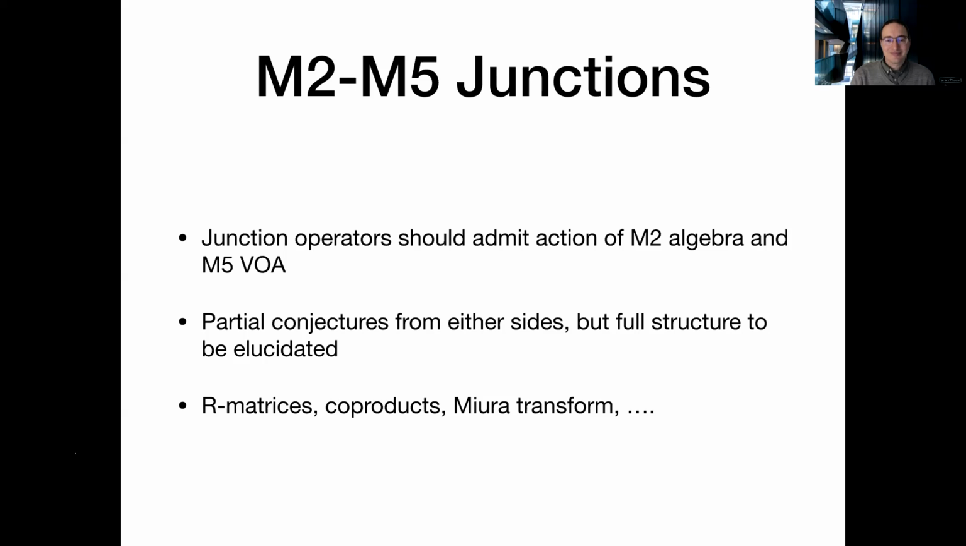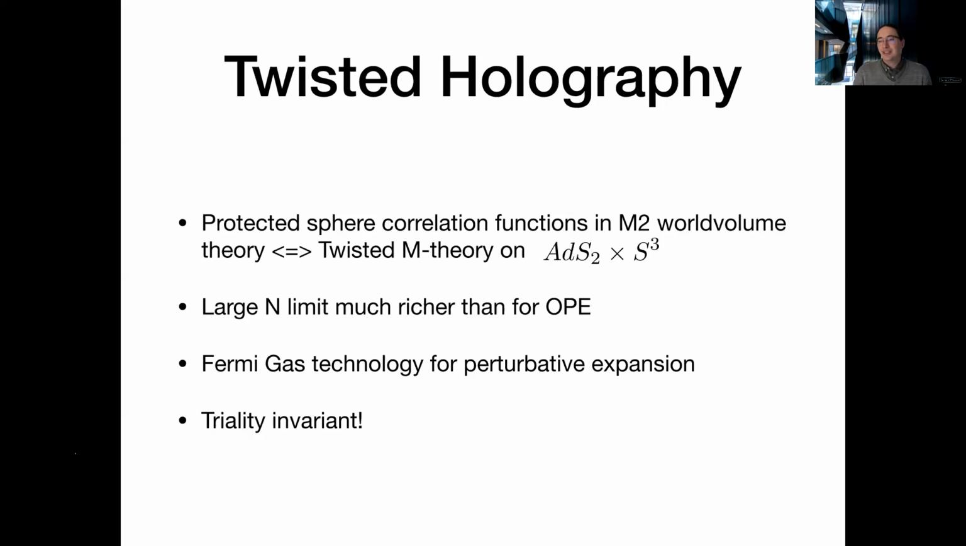Now, a project that is almost complete, and I will talk about on Monday at an IES Zoominar, is an application of these ideas to twisted holography. So there are some protected correlation functions on M2 branes where you put local operators on the equator of an S3. The OPEs in this correlation function are topological. They define a trace on the space of operators, or BPS operators, where the multiplication between operators is governed by the algebras I was discussing now.